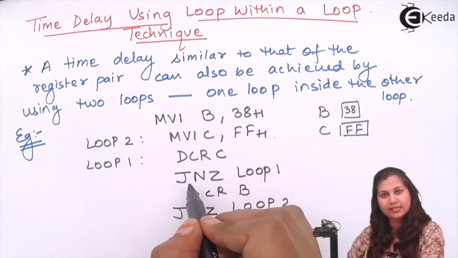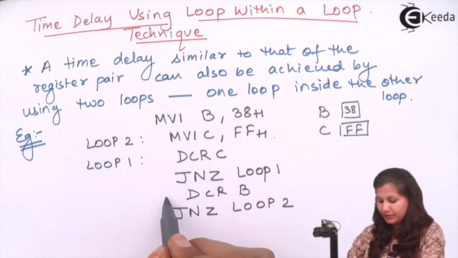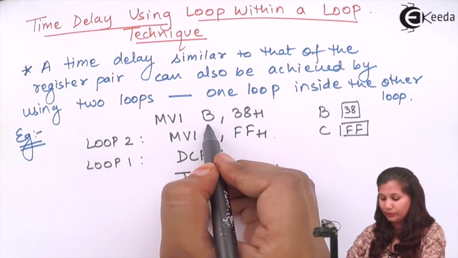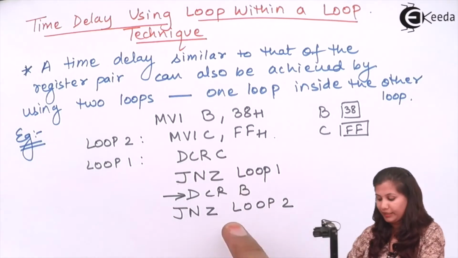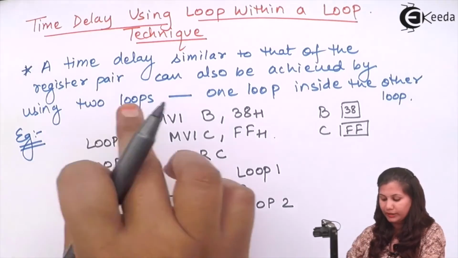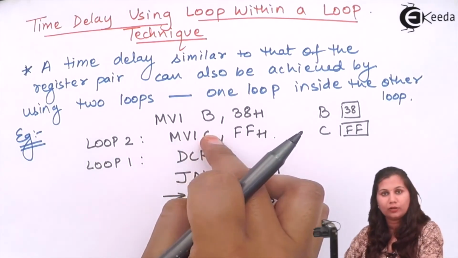Now when the C register is 0, the microprocessor will come to this instruction DCR B. It is now going to decrement this B register. If it is 0, then it will come out. If it is not 0, then it will jump to this location.